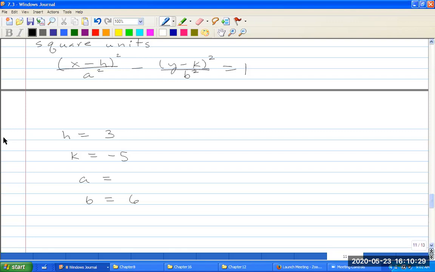One thing I don't know yet, and I'll put these down, but I do know there are different signs. So I'll put it as a minus and plus. I don't know yet which one has the plus or which has the minus.